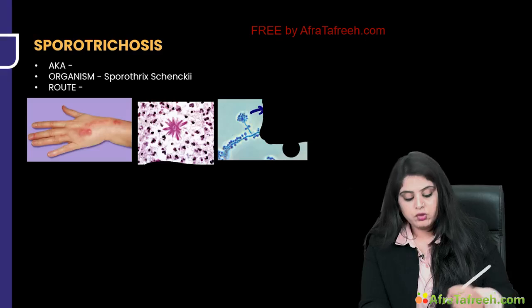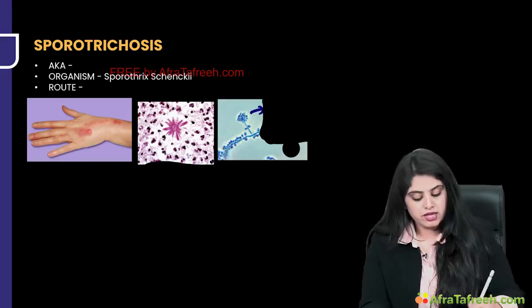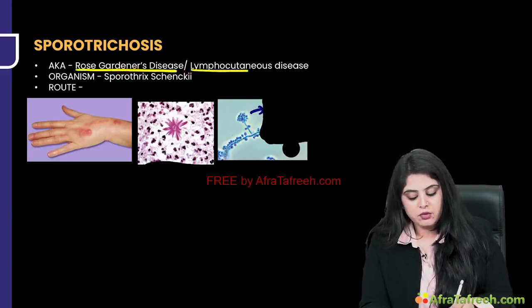Last one, Sporothrix schenckii. First, I want to draw a small diagram for you. What is Sporothrix schenckii known as? It is known as the Rose Gardener's disease or the lymphocutaneous disease.